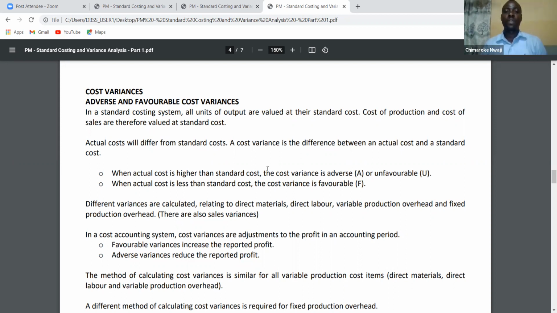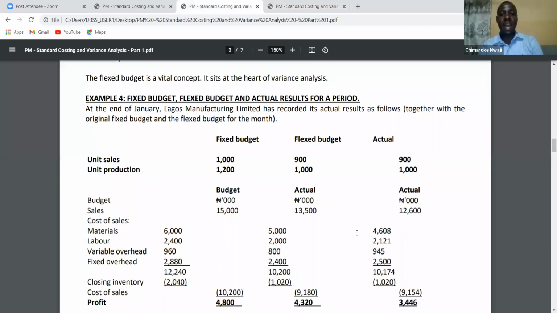So it means that if the standard cost of an item, as in this case here, happens to be 5 million here, and the actual cost happens to be 4,608,000, then there is a difference, a variance. So we need to explain that variance.